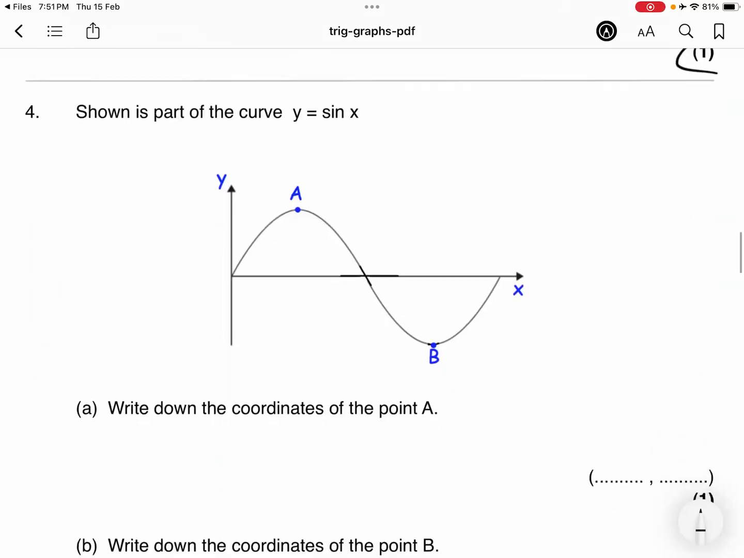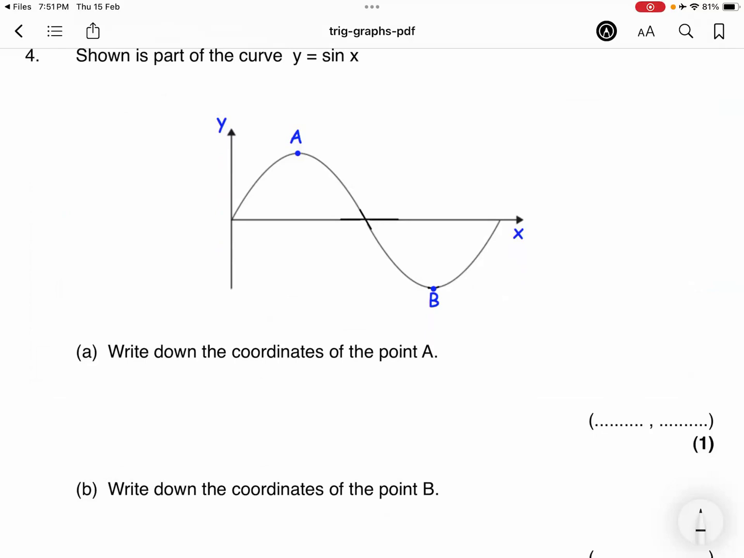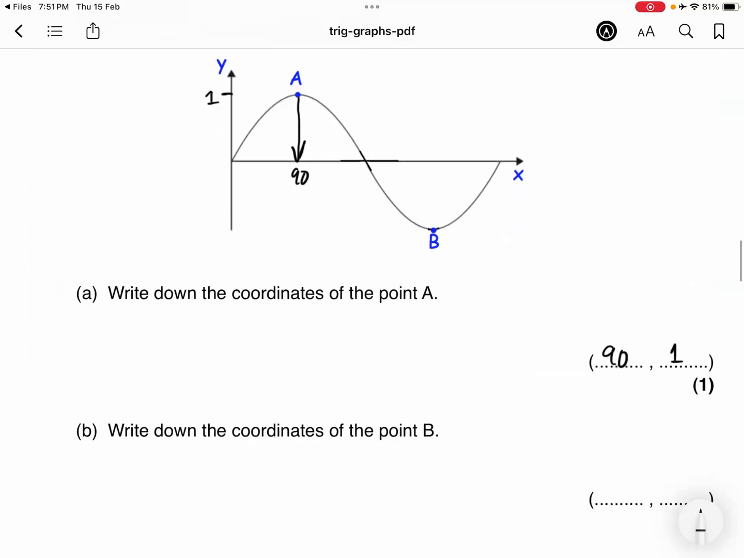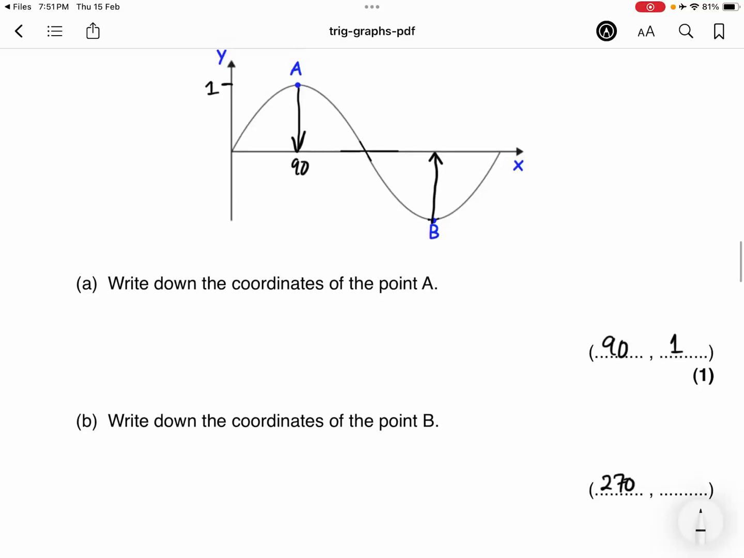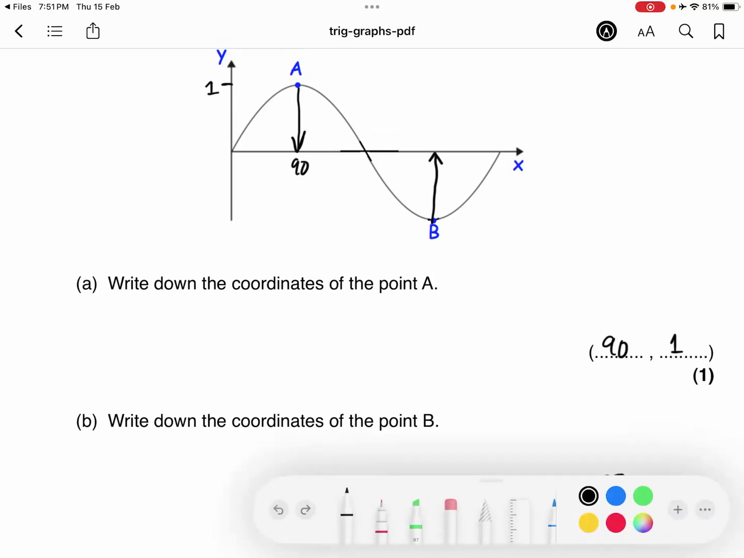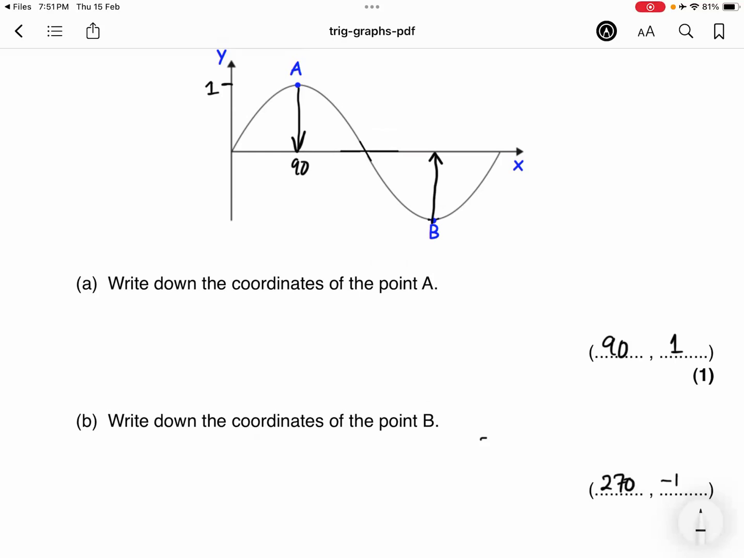Shown is a part of a graph of y equals sine x. Write down the coordinates of the point A. Beta, the coordinate of the point A is 90 and 1. Can I say that? Yes or no? Yes sir. Write down the coordinates of point B. Point B is 180, 270 on the x-axis and on the y-axis it is 0. Can I say that, beta? -1, sir. Sorry, it's -1. See, here we have -1 and here we have 270. Get it?